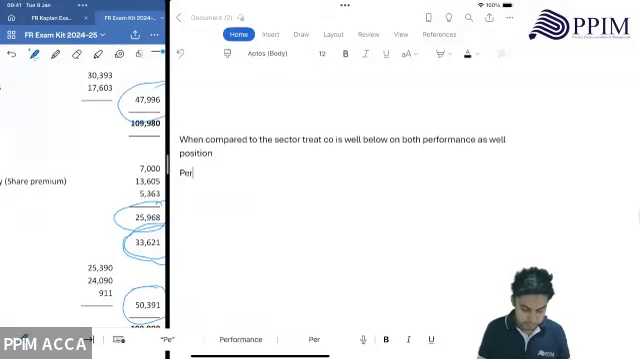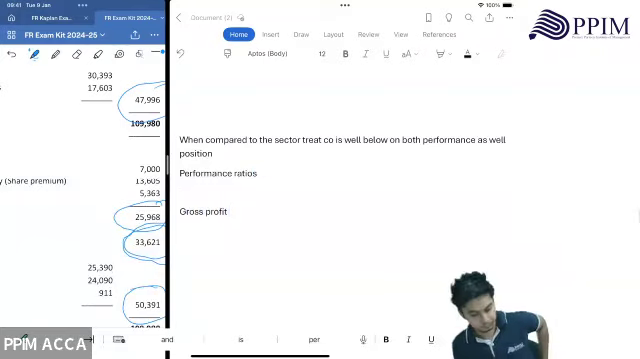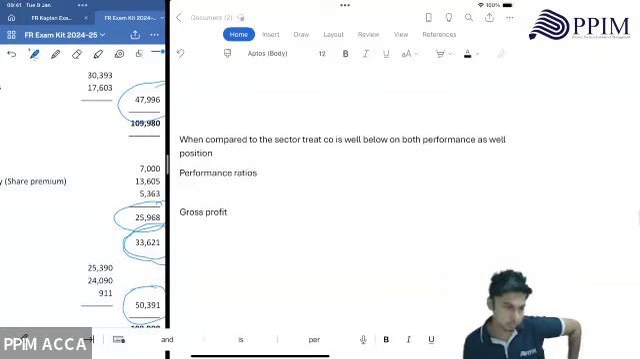Okay, right. Then guys, put the subheading: Performance ratios. Right. We'll start with the gross profit ratio. Exactly. We are performing well below the sector. Good. Right. So guys, let's start off with performance ratios.